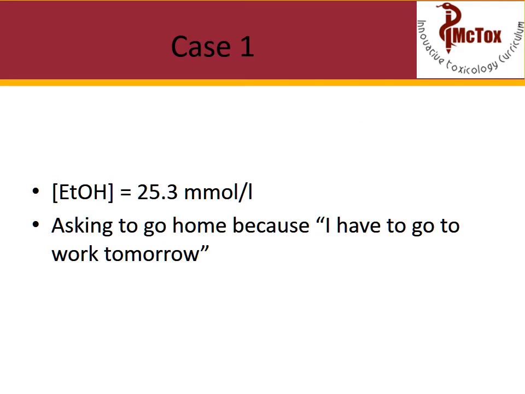Based on implied consent, you started him on an intravenous fluid, provided him antiemetics, and ordered some blood tests to check his alcohol level. Knowing that the legal limit for drinking and driving locally is about 17 millimoles per liter, his ethanol level returns at 25.3 millimoles per liter. He does appear to be inebriated and has an unsteady gait. He is now asking you to go home because he has to go to work tomorrow. How are you going to approach his request?